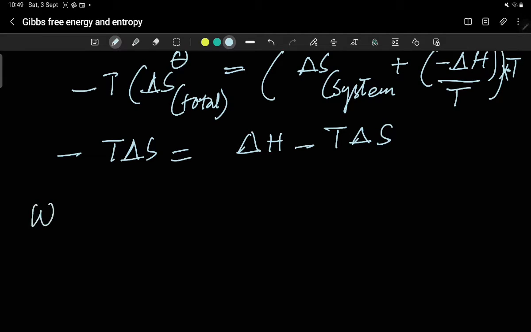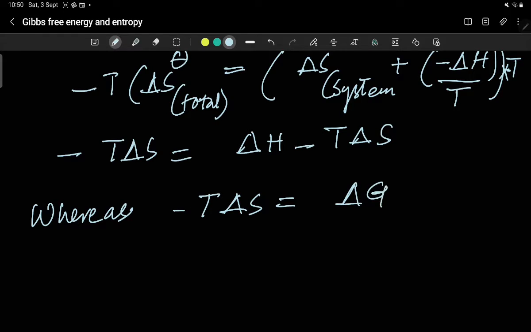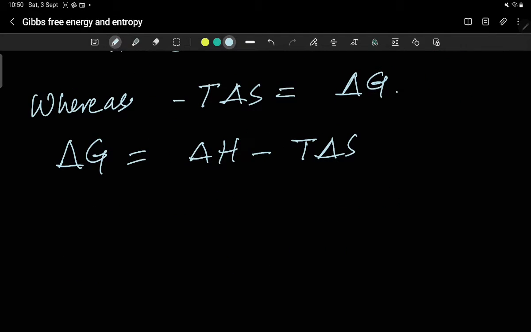Whereas minus T delta S total is equal to delta G, and delta G is equal to delta H minus T delta S.